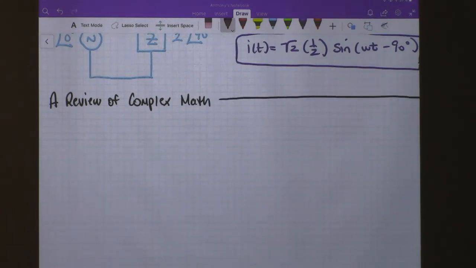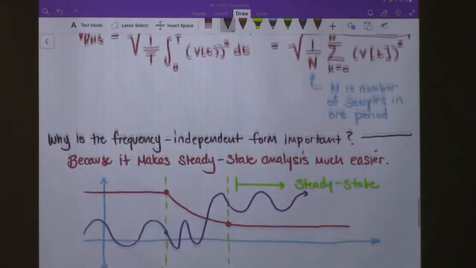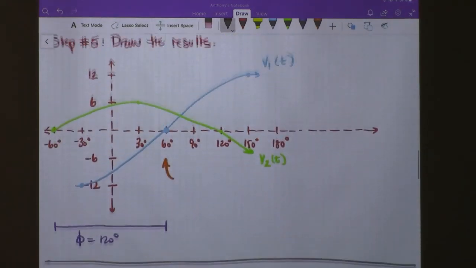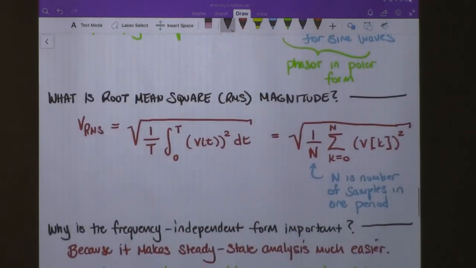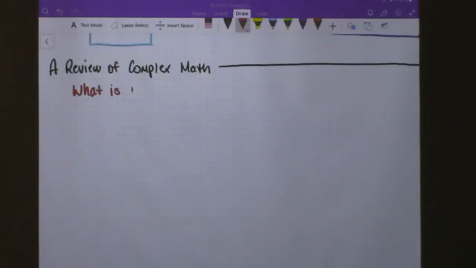So now that we've talked about how phasors and complex numbers can be used in circuits, let's take a step back and talk about what a complex number is. Okay, so the first thing, and hopefully this is going to jog your memory, we'll ask a couple of questions. So what is an imaginary number?